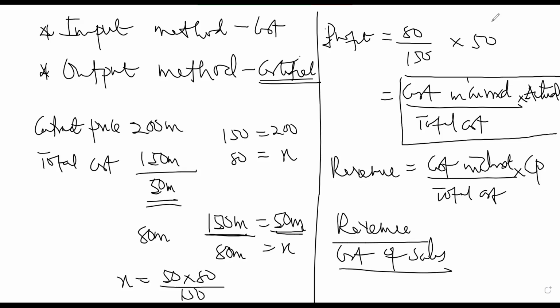Sometimes they can ask you to find the profit. Let's find the profit on the 80. What will be the profit on the 80? 26.67. Okay, so 80 over 150 times 50. Okay, 26.7, isn't it?